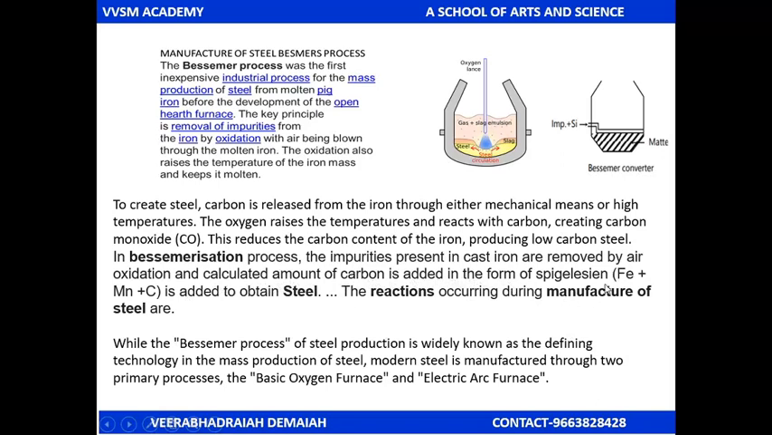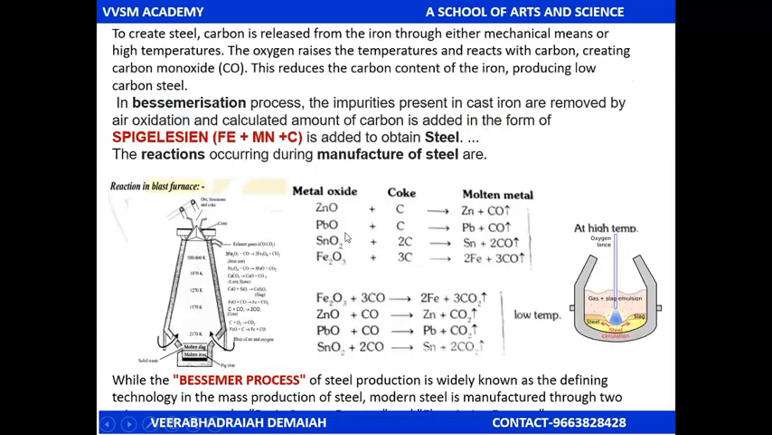That is called spiegeleisen. Spiegeleisen is a mixture of iron, manganese and carbon added to obtain steel. These reactions occur during the manufacture of steel by the Bessemer process. Well friends, these are the important chemical reactions taking place in the Bessemer converter. After the blast furnace, it goes to the Bessemer converter to get the steel. The Bessemer process of steel production is widely known as a defining technology in the mass production of steel.